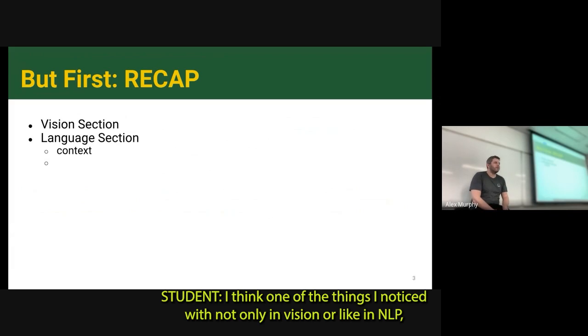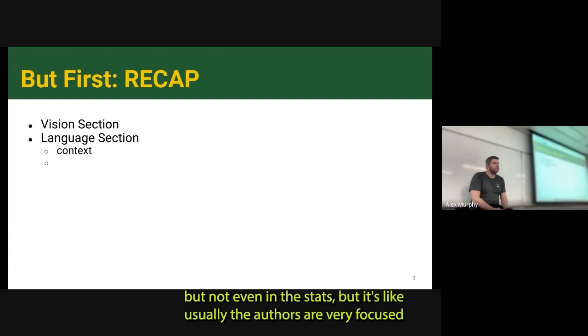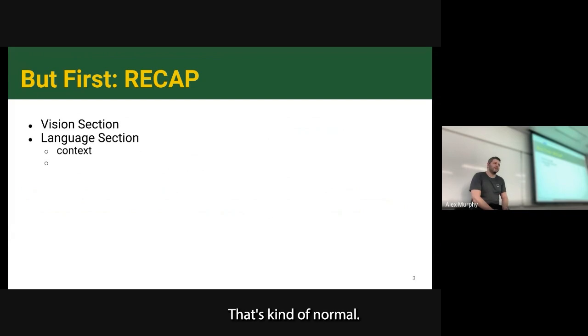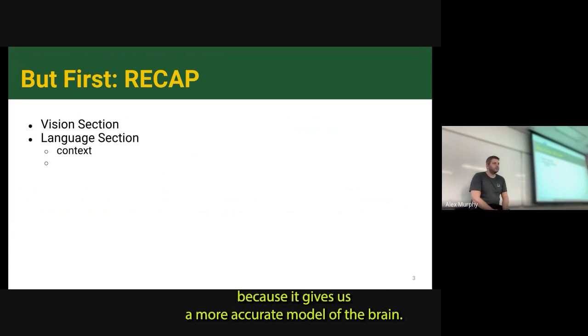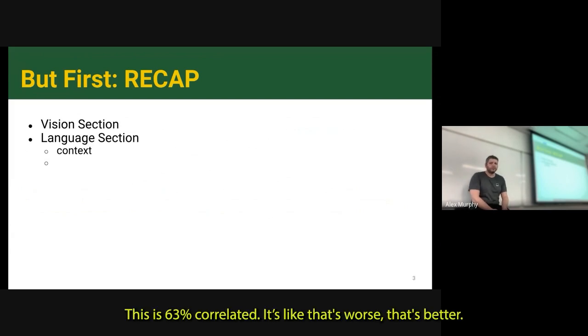One of the things I noticed, not only in vision or NLP, but not even in this task, is that usually the authors are very focused on trying to prove that their number is better than somebody else's number. Yeah, that's kind of normal. Yeah, and they don't do the problem formulation and the experiment formulation correctly to show that this is better because it gives us a more accurate model of the brain, maybe, or that it explains how the brain is working. They usually go, this is 97% correlated, this is 63% correlated. It's like, that's worse, that's better.